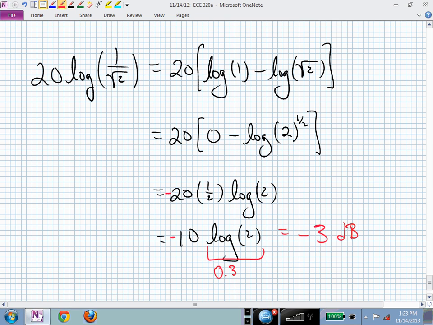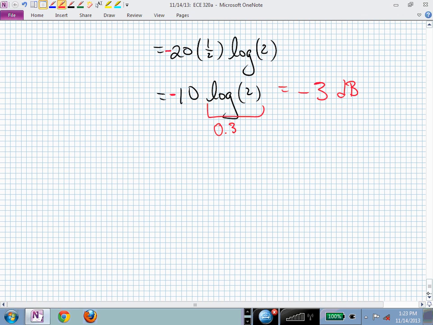Now, we have hopefully a little bit better understanding of when we start talking about cutoff frequency, the minus 3 dB point, this factor of 1 over the square root of 2.